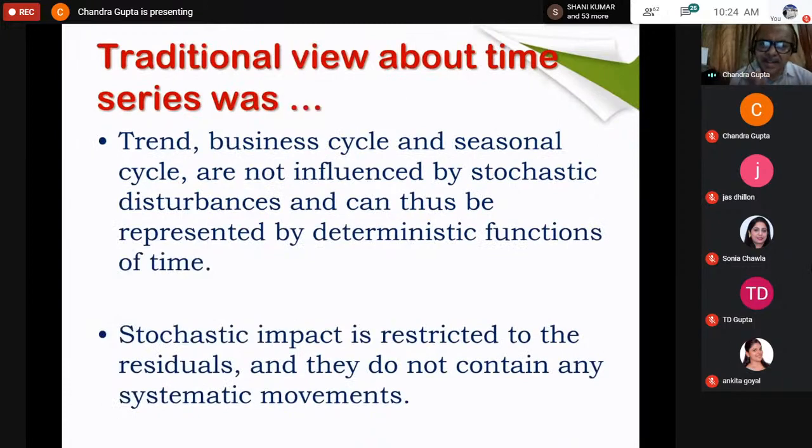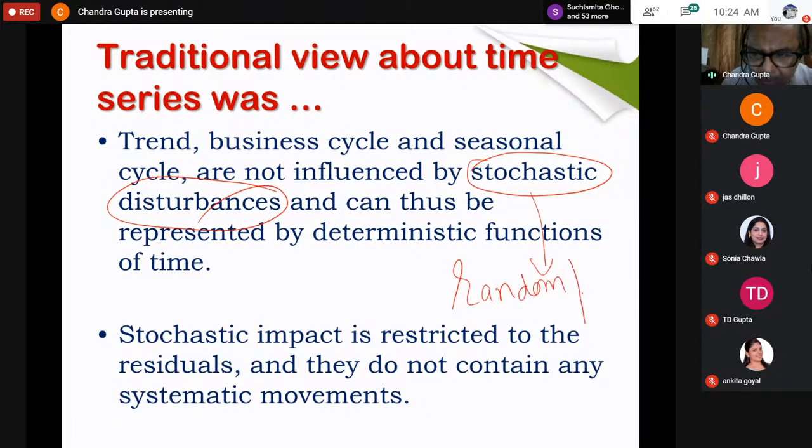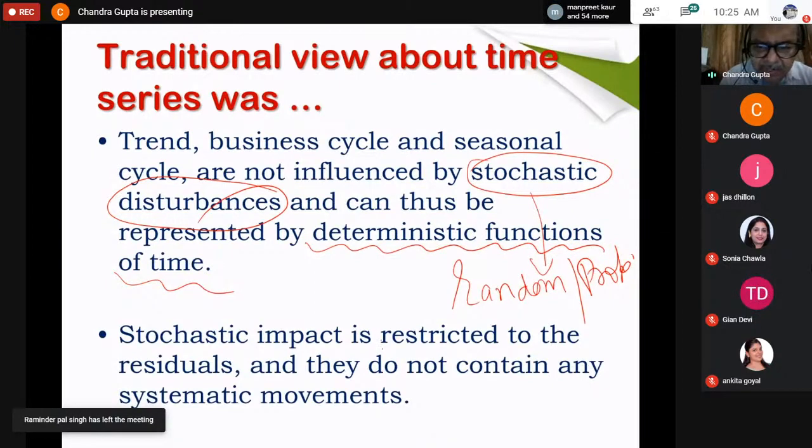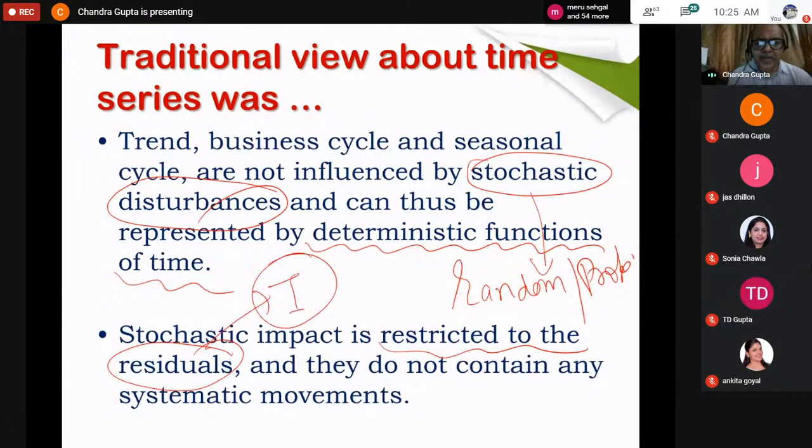Trend, business cycles, and seasonal cycles are not influenced by stochastic disturbances. When I say stochastic, I mean random, probabilistic. When I use the term stochastic, I am referring to some kind of randomness captured through some underlying probability distribution. These components can be represented by deterministic functions of time. The stochastic impact is restricted to the residuals, or the irregular component of the time series.